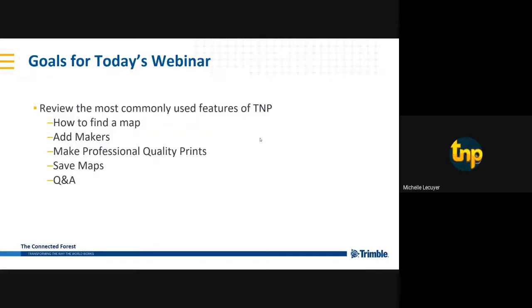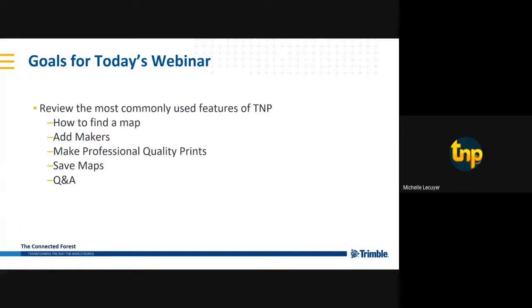So today's webinar, here's a review of the most commonly used features in Terrain Navigator Pro. Basically, we're going to talk about how to find a map, how to add markers. I apologize, I've got a typo here. Add markers, add polygons, add labels. We're going to talk a little bit about how to make and print those maps and have them look professional.